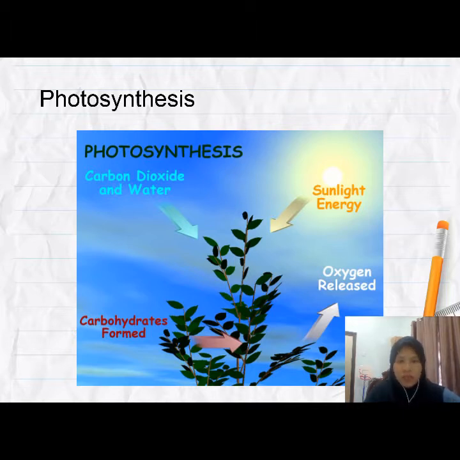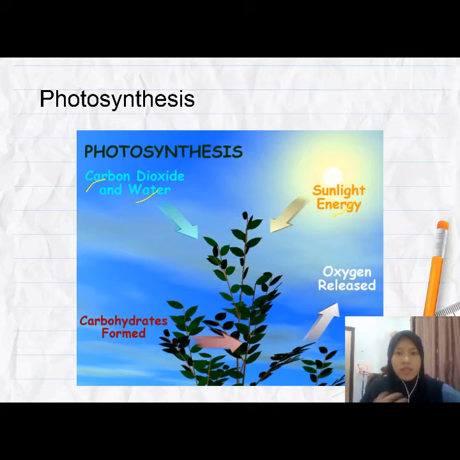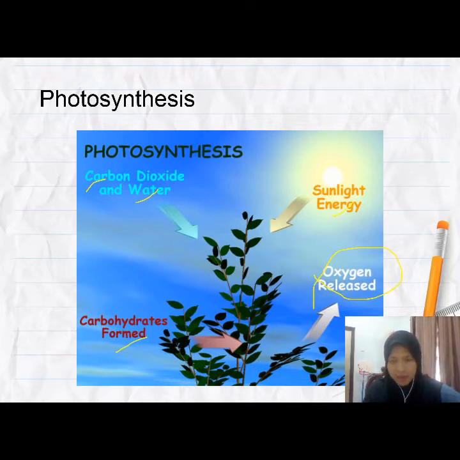Okay, so photosynthesis, as we know, we need carbon dioxide, we need water coming in, and also we are transforming the sunlight energy into chemical energy. Okay, kemudian the result of the photosynthesis, carbohydrates will be formed as a food, okay, for the plants, and also they will release some oxygen for who? For human, for animals, and for other life forms besides plants.